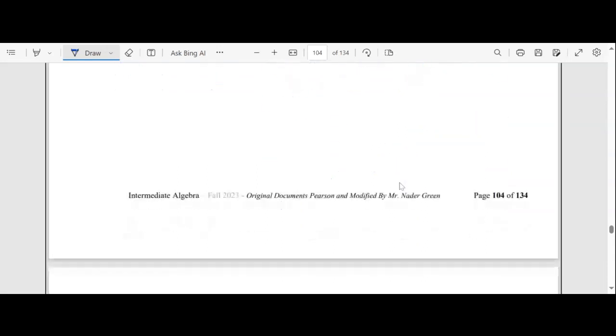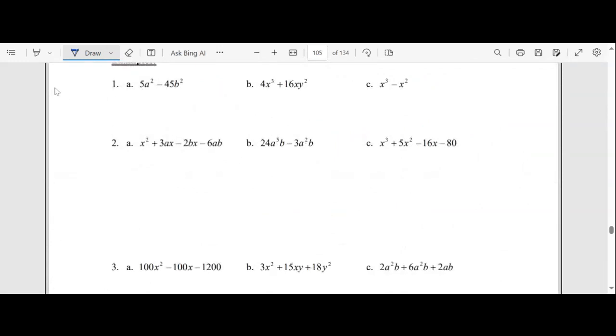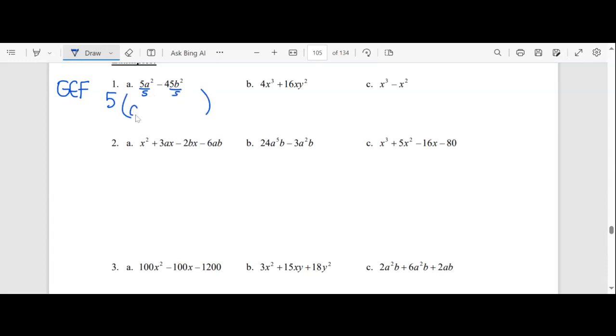Let's take a look at some of the examples. Here I have which method. The first thing you should look for in each one of these is the greatest common factor. What's the greatest common factor here? 5, correct. Variables? No variables. So only 5. So divide 5 from all sides. So we get a squared. So what is left? a squared minus 9b squared.